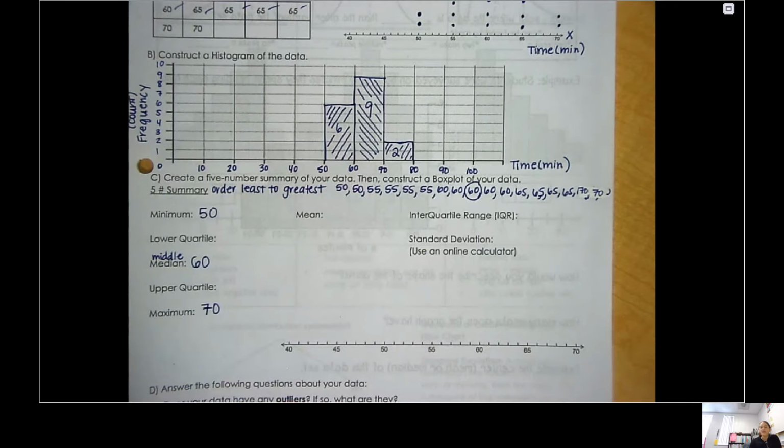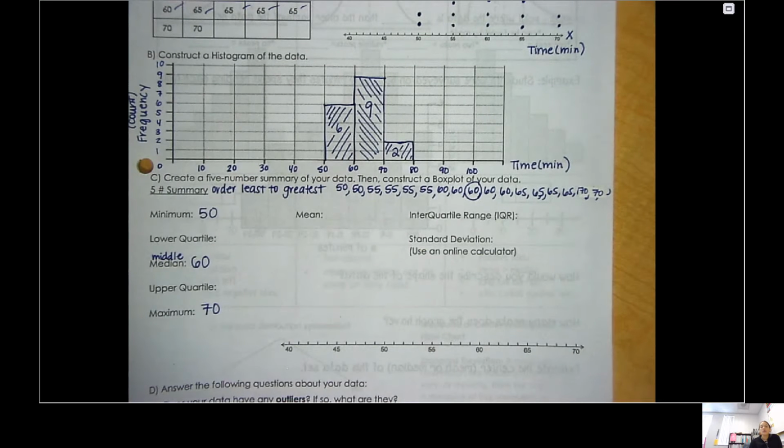It's the third 60. Oh, I put it on the box. That's okay. That's fine. All right. So your median, your middle amount of time, is 60 minutes.